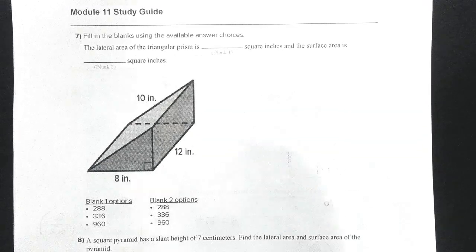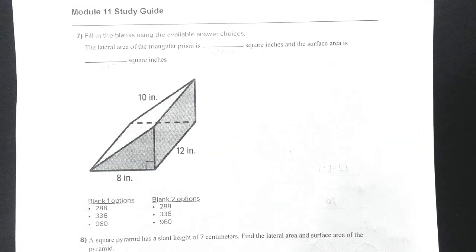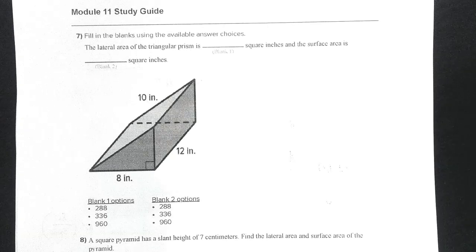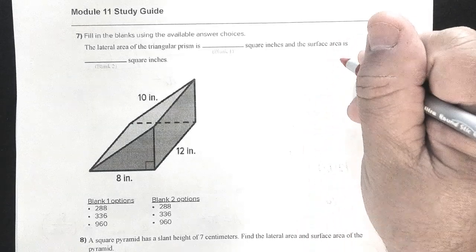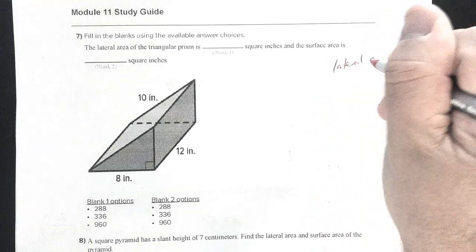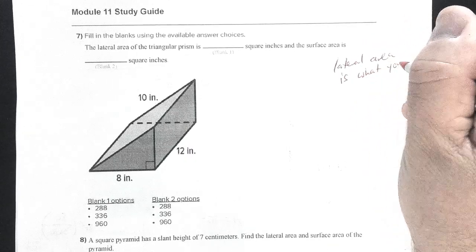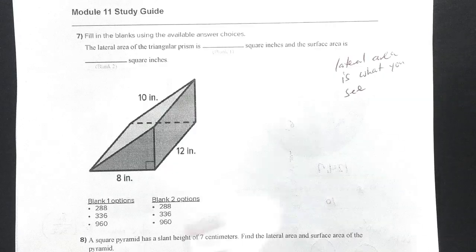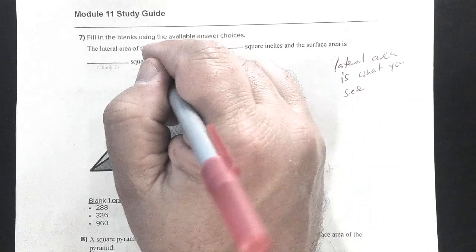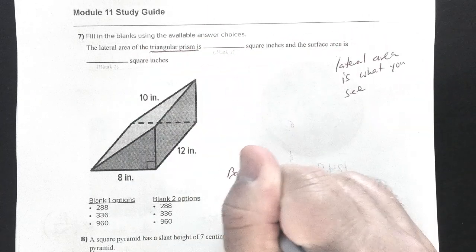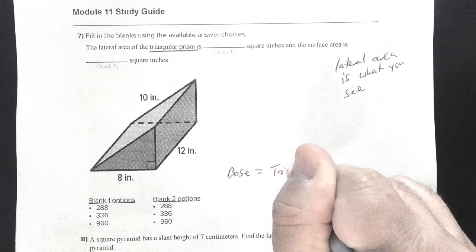So number 7, on page 4. Lateral area of the triangular prism is blank square inches, and the surface area is blank. So lateral area. Lateral area is what you see. So this is a triangular prism. So the base is a triangle.